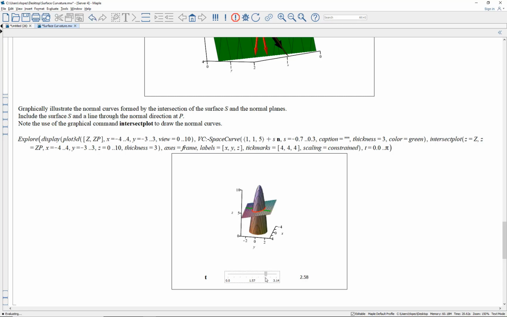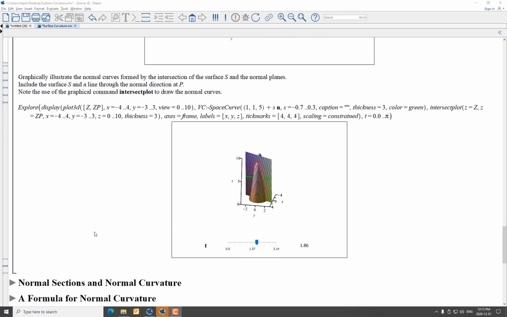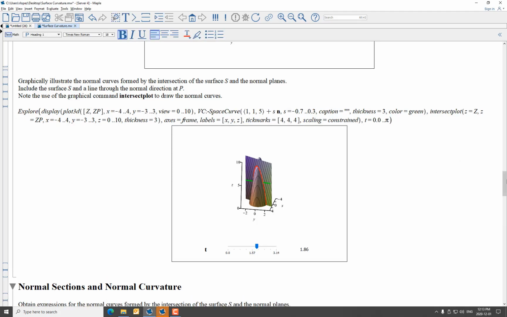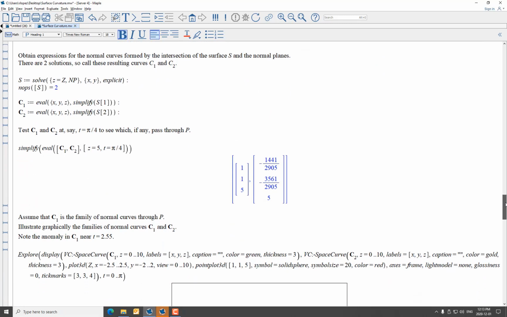Okay, and the reason why this animation is slow is I use this intersect plot command here to get these red curves, and that's not a very fast command. So now I was ready to look at these normal sections, intersect, get these curves, get the curvature of those curves. All right.